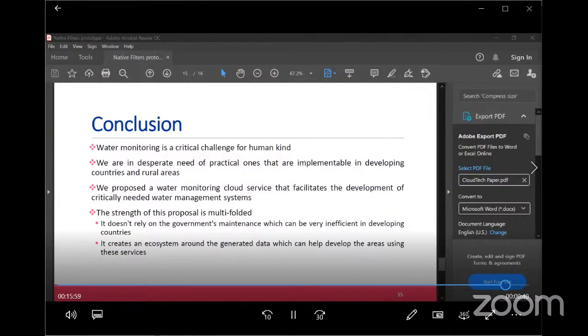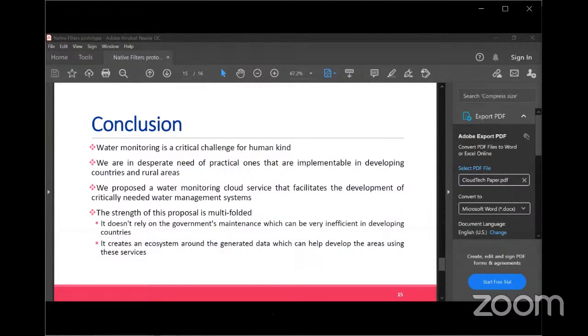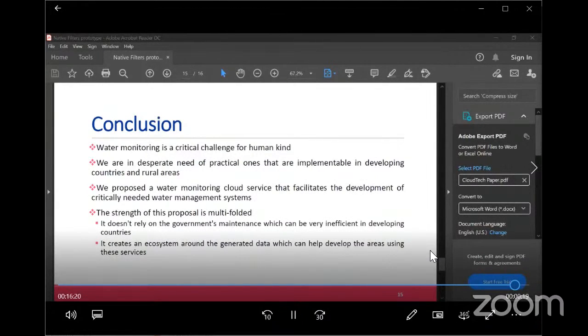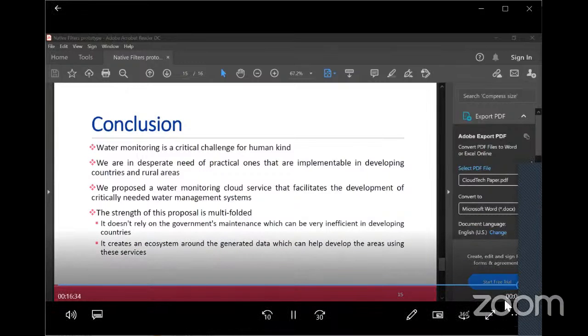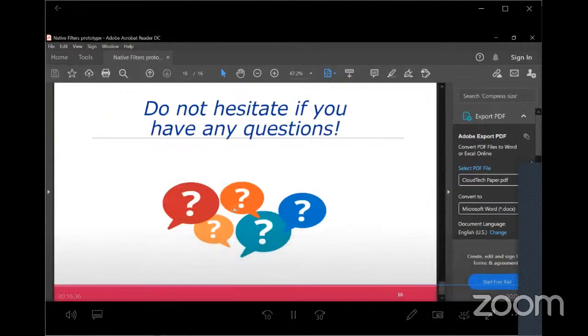In this paper, we proposed a water monitoring cloud service that facilitates the development of needed water management systems. The strength of our proposal is that it is multifold. It doesn't rely on the government's maintenance, which can be very inefficient in developing countries. And also, the second strength of our proposal is that it creates an ecosystem around the generated data, which can help develop the areas using these services. And thank you.